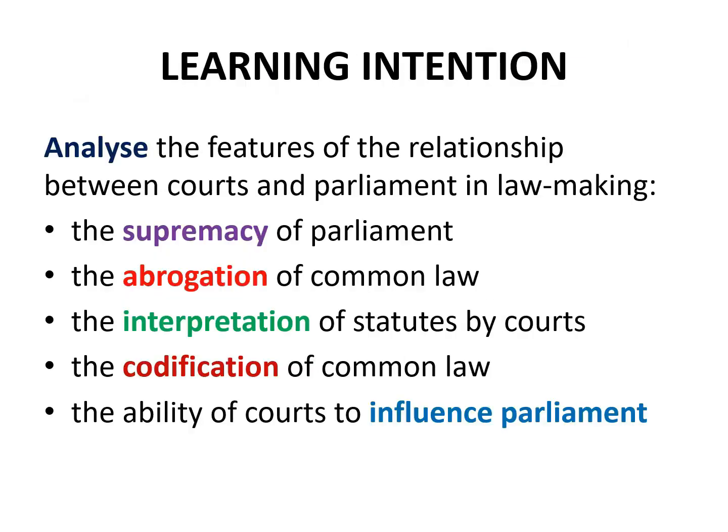Well, that brings us to the end of this video. As a result of watching and taking notes on this video, you should now be able to analyse the 5 features of the relationship between courts and Parliament in lawmaking. These 5 features are: first, the supremacy of Parliament; second, the abrogation of common law; third, the interpretation of statutes by courts; fourth, the codification of common law; and fifth, the ability of courts to influence Parliament.